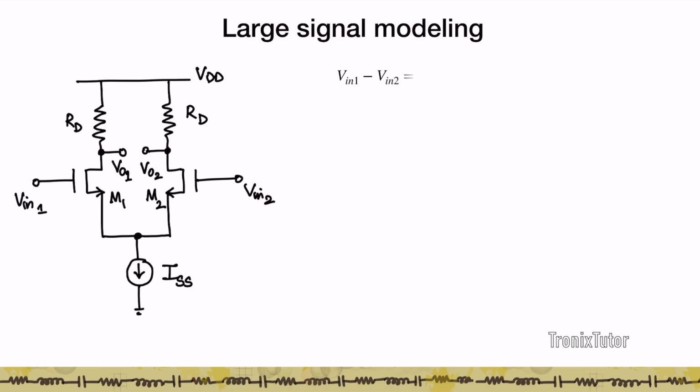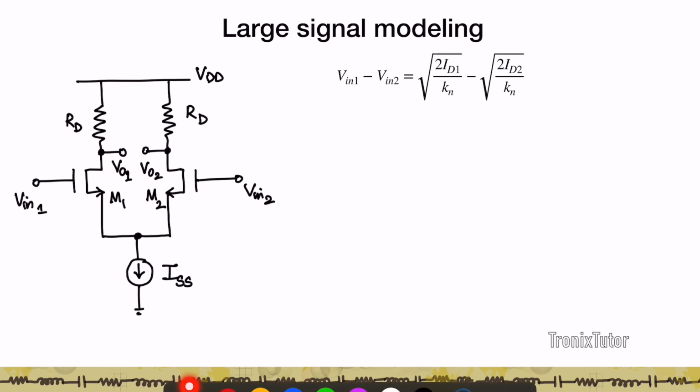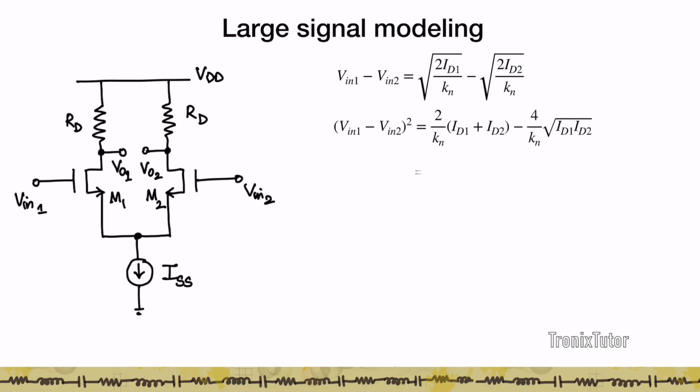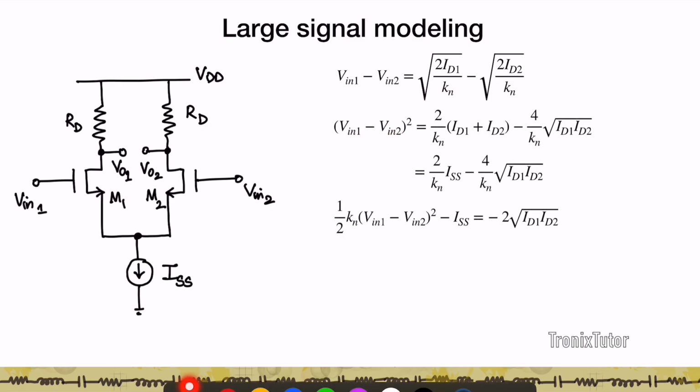So now let's write Vin1 minus Vin2. We just said Vin1 minus Vin2 is nothing but VGS1 minus VGS2, which is given by square root of 2ID1 by Kn minus square root of 2ID2 by Kn. Squaring both sides, I get Vin1 minus Vin2 the whole squared is given by 2 by Kn into ID1 plus ID2 minus 4 by Kn square root of ID1 ID2.